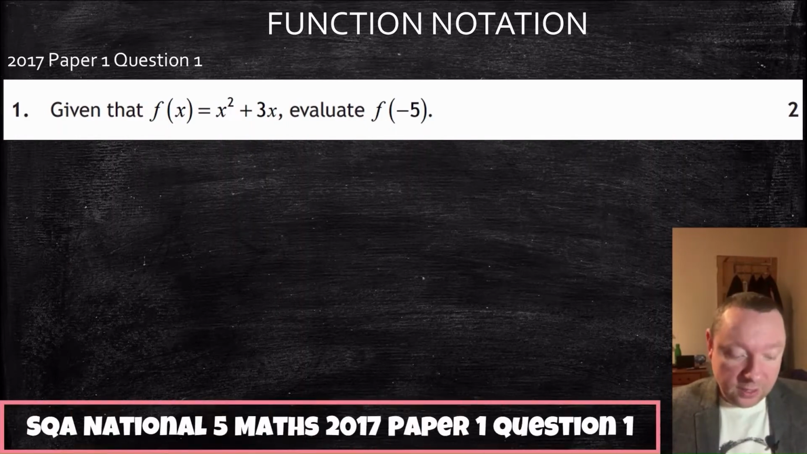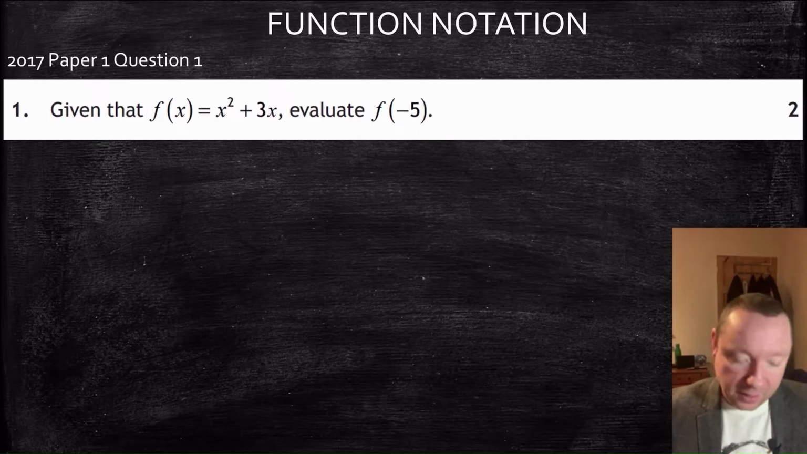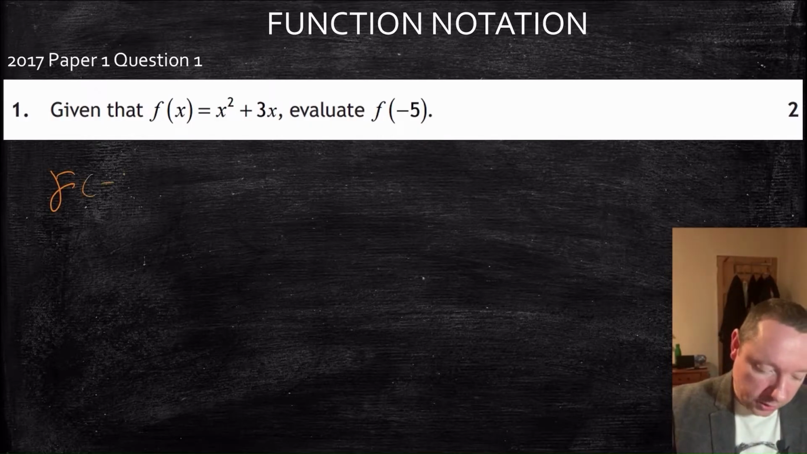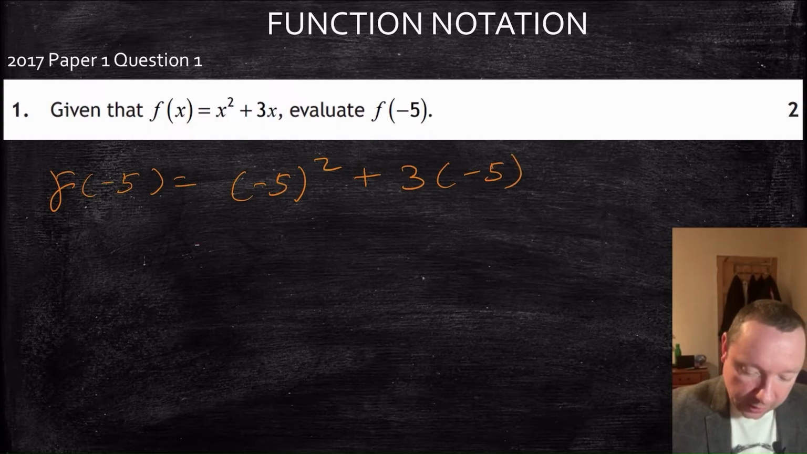National 5 Maths 2017, Paper 1, Question 1. f of x is x squared plus 3x. Calculate f of minus 5. So it's substitution. f of minus 5 equals, be careful now, it's minus 5 squared plus 3 times minus 5.